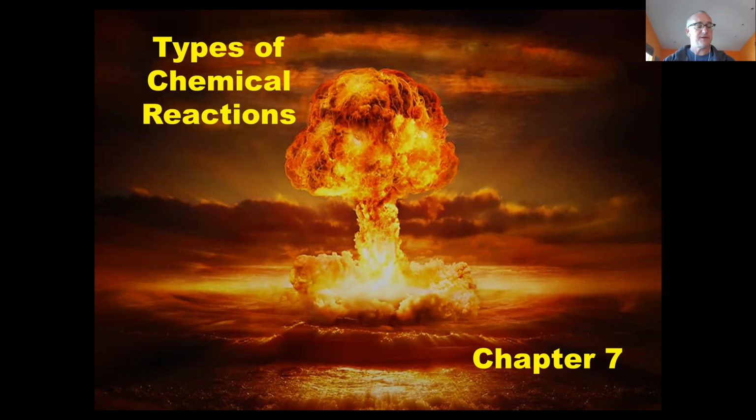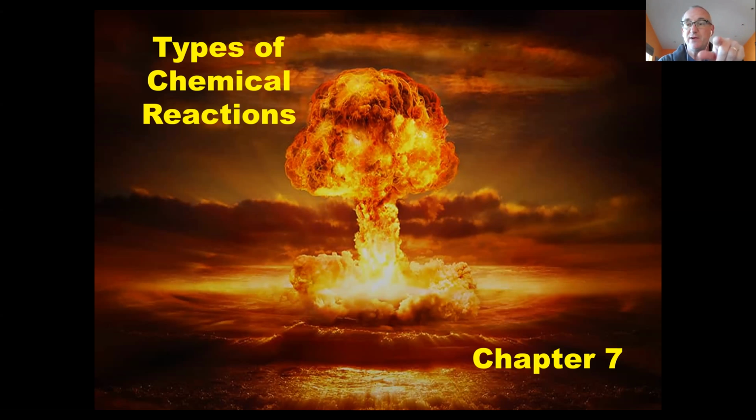Getting back to types of chemical reactions. We talked about chemical reactions a little bit. We say this occurs and this makes this, and you have to balance both sides. But we haven't really talked about what kinds of chemical reactions there are, or how to actually know whether a chemical reaction has taken place.